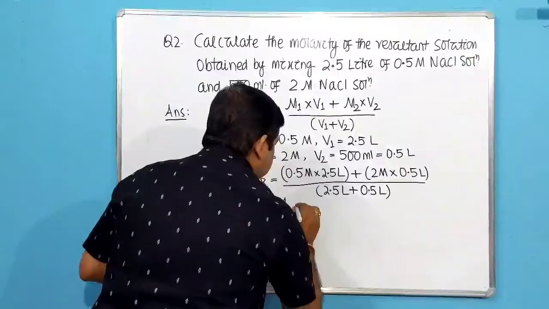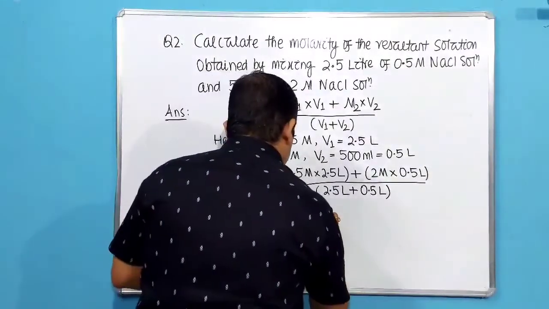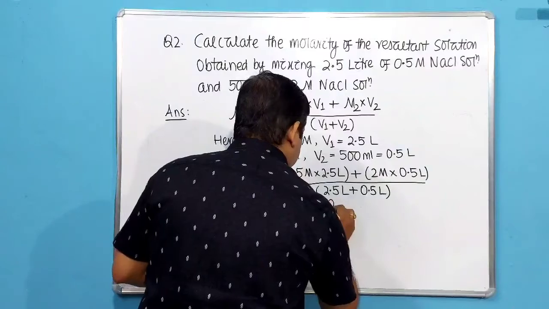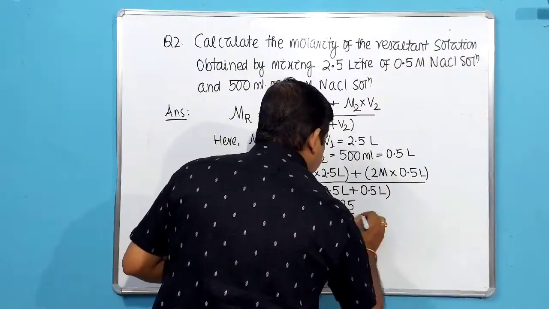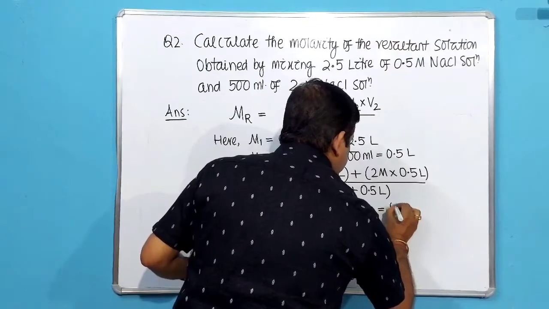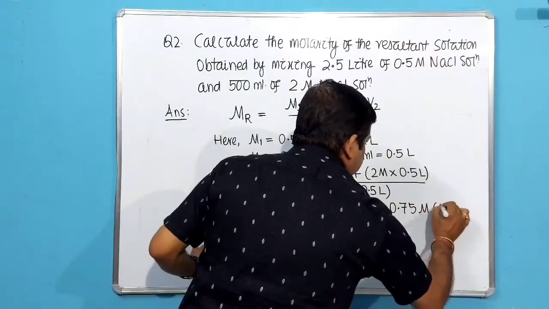Now moles. Okay. That means 2.25 divided by 3 molar. It is 0.75 molar. This is the answer.